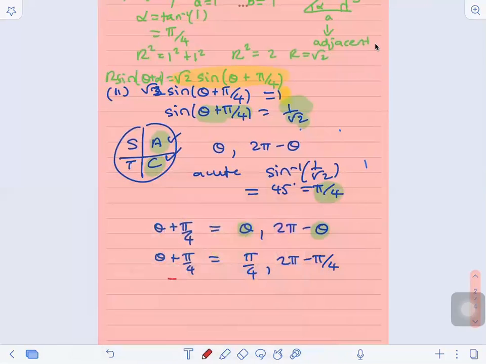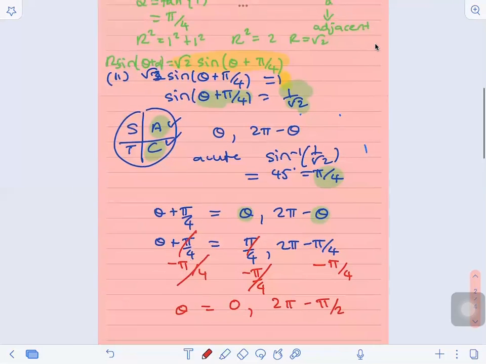If you subtract pi on 4 from both sides, you've got to subtract it from each of these. Then theta would be, pi on 4 minus pi on 4 is 0. This is 2 pi minus 45 and 45, which is 90. So 2 pi minus 90, that would be 3 pi on 2, or 270.